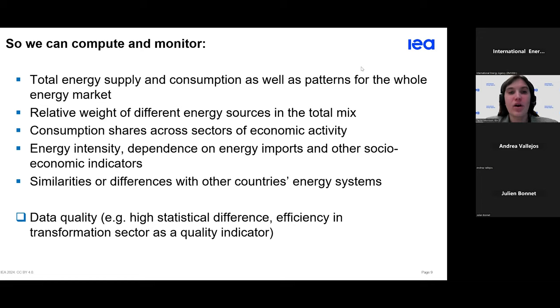The energy balance is also important for data quality. So this is another way that you can look at key indicators of data quality, such as statistical differences and efficiencies in the transformation sector.